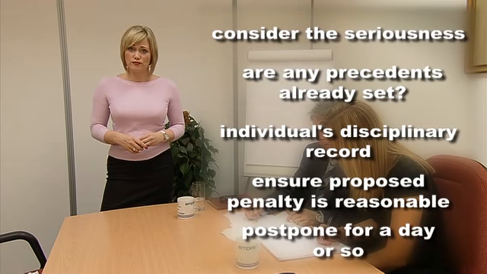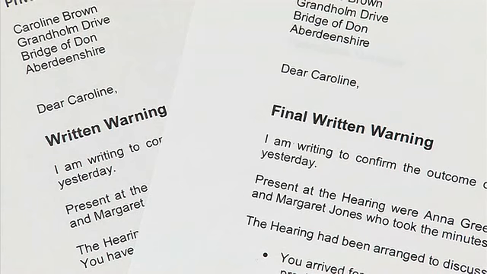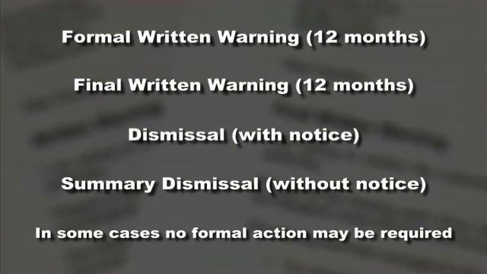day or so. At this stage, you should consider the appropriate sanction under the disciplinary procedure, which may be a formal written warning lasting 12 months, a final written warning lasting 12 months, dismissal with notice, or summary dismissal without notice. There is a right of appeal at all of these stages.